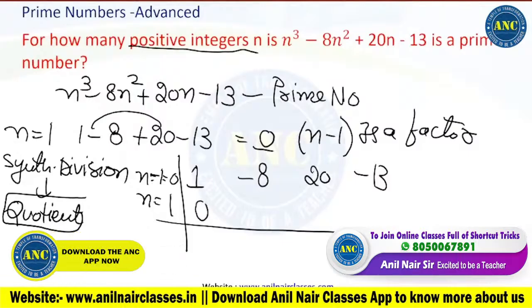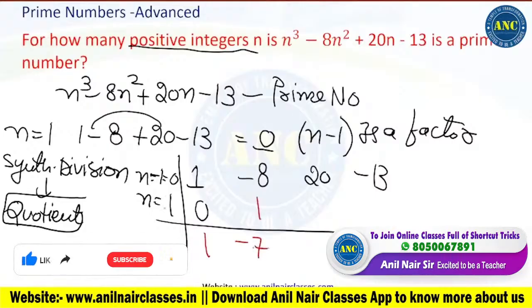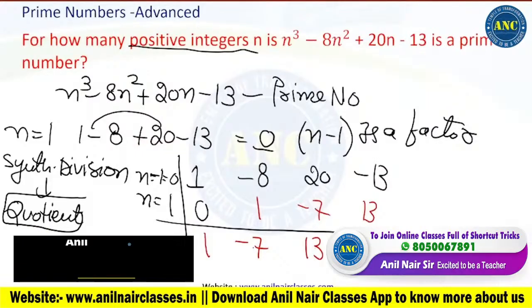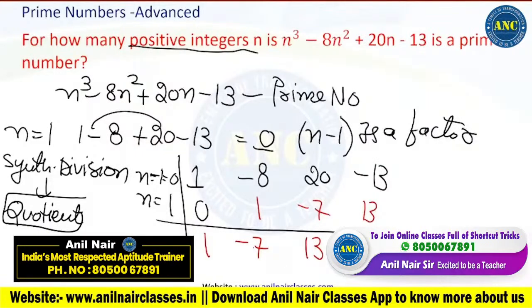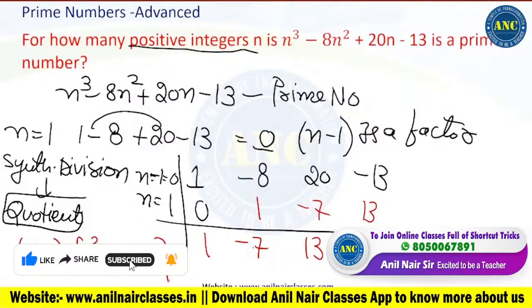The n cube coefficient and the n coefficient both are the same. 1 plus 0 is 1. 1 ones are 1. Minus 8 plus 1 is minus 7. Minus 7 into 1 is minus 7. 20 minus 7 is 13. 13 ones are 13. Remainder is 0, so n minus 1 is a factor. Out of the cubic, the quotient is n square minus 7n plus 13.